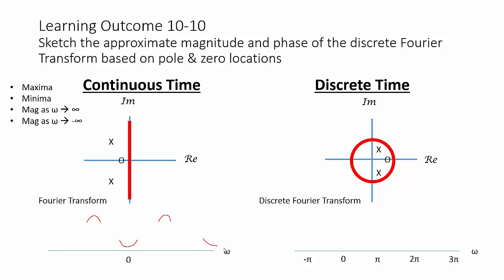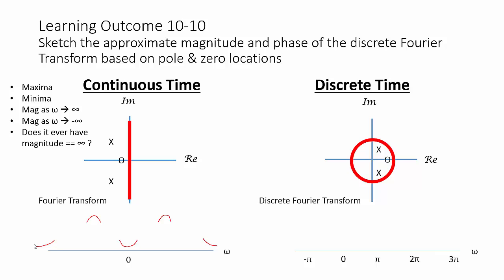Likewise, we're going to look at what the magnitude of our Fourier transform will be as omega approaches negative infinity. We'll have a distance to our 0 of infinity divided by two distances to our poles, infinity squared. Infinity divided by infinity squared also says our magnitude will approach 0 as omega approaches negative infinity.